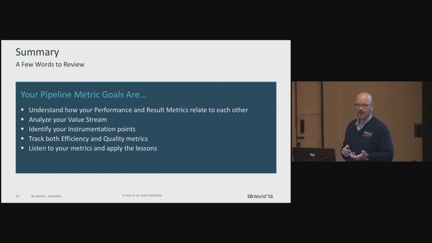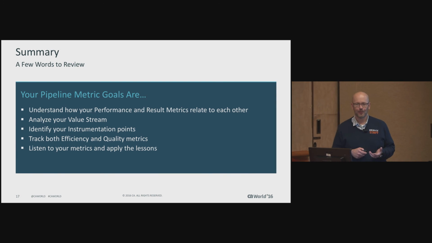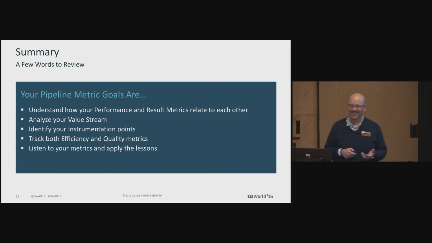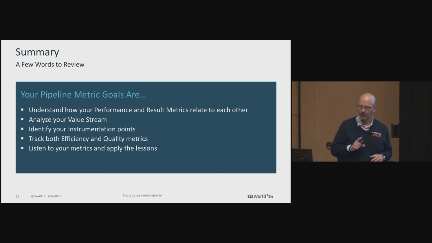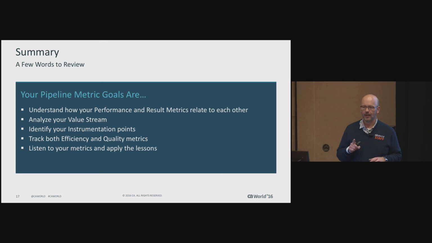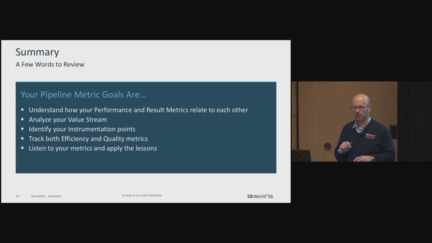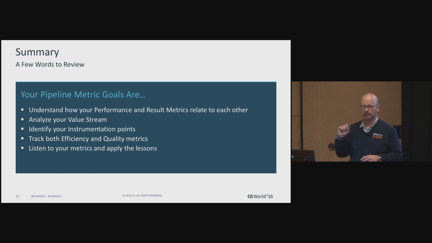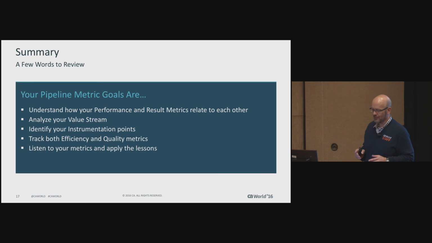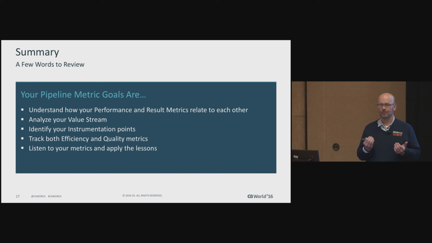Now, there's work to get there, and I'm going to give you a homework assignment. Your homework assignment is to go out and understand your performance and results metrics. What would a system be like for you? How would they relate to each other? Go in, break down your value streams, do it at both levels, and identify those instrumentation points so you can hook the metrics in. Track both your efficiency and quality metrics, and be sure and listen to them.